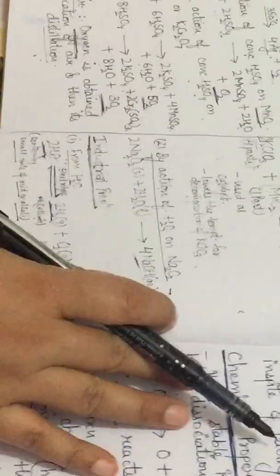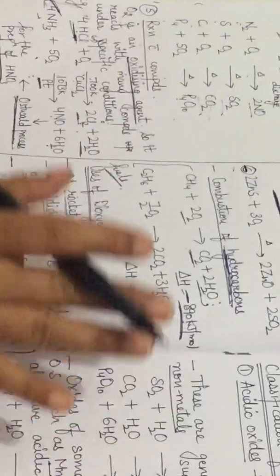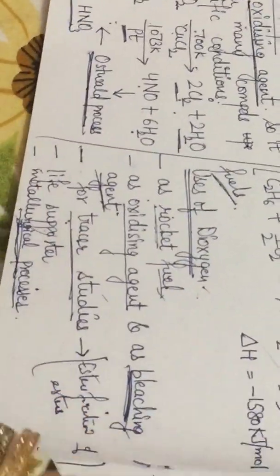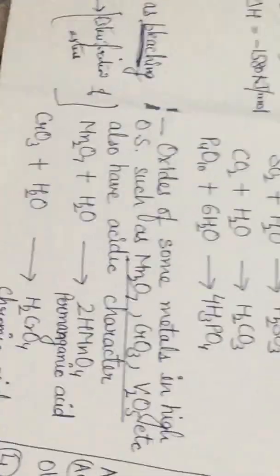So these were the different chemical and physical properties and methods of preparation of oxygen. In the next video we will do oxides of oxygen, that is, the different compounds which are formed by oxygen are oxides. This we will do in another video.